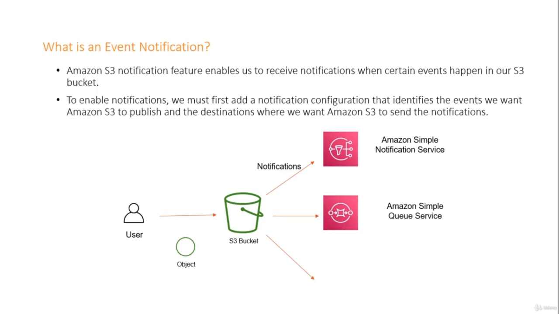And with the help of SQS, we can send, store and receive messages between software components at any volume without losing messages. And finally, we can send to AWS Lambda. It will allow us to run arbitrary code without provisioning any server. And the types of code we can use within Lambda are Python, Node.js, Java and C#.